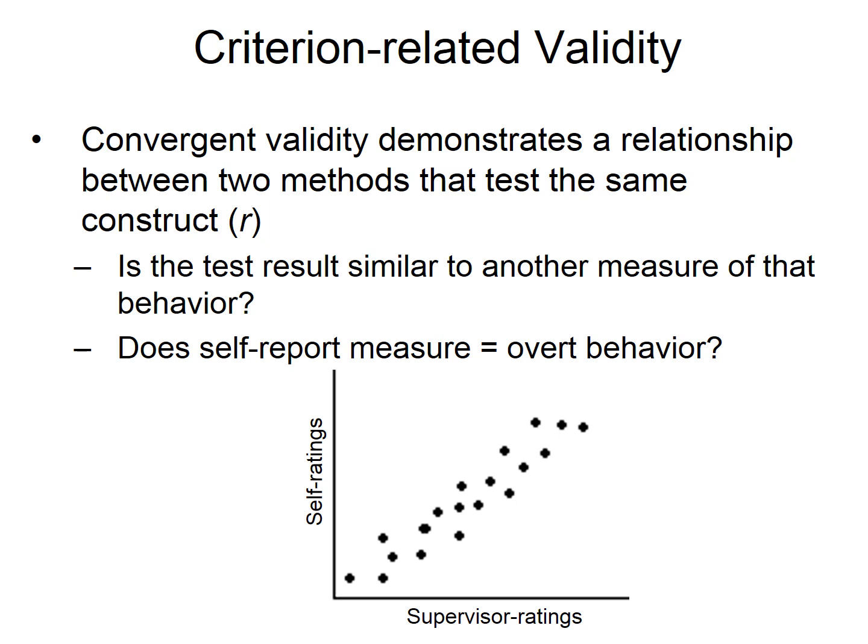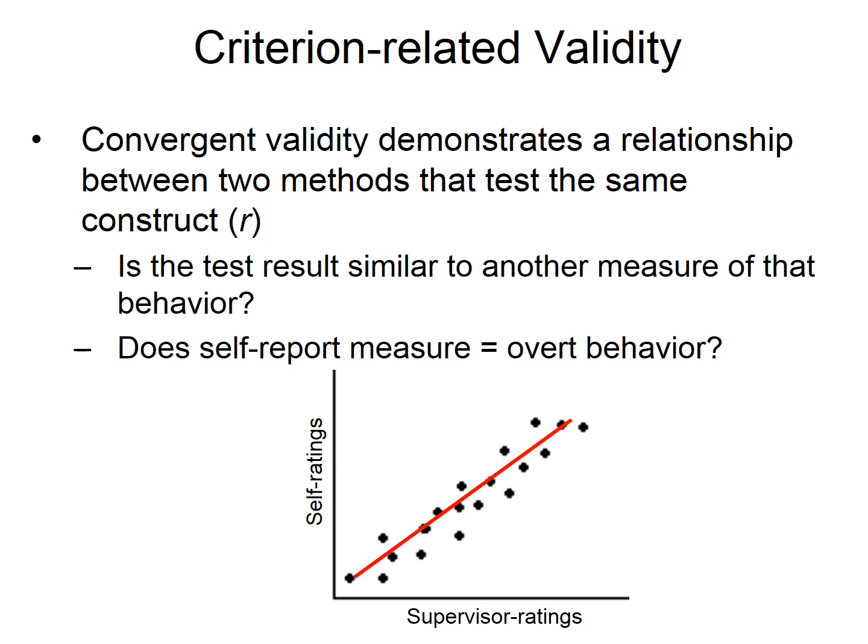So is the test result similar to another measure of that behavior? So do self-report measures equal overt behavior? A convergent validity study, for example, might be that we ask someone on a pen and paper rating scale to rate their conscientiousness. We get self-ratings. And at the same time, we ask all their family members to observe their behavior and rate where they think they are. So we have a pen and paper method of self-ratings, and then we have other people doing an observational rating. We compare those two. They're the same construct, basically the ratings of your conscientiousness, but they're coming from two different methodologies. One self-ratings, pen and paper, the other ratings, and they're basically just giving that information verbally.